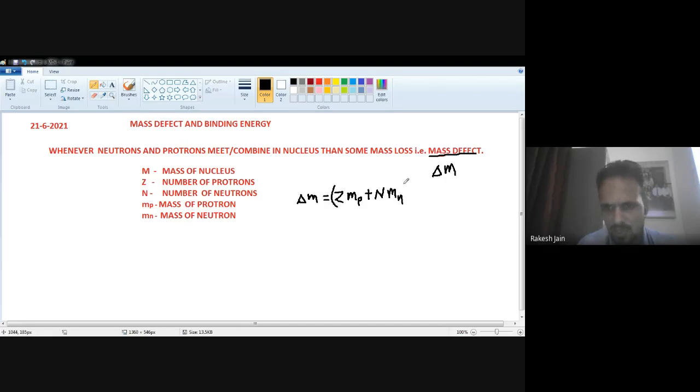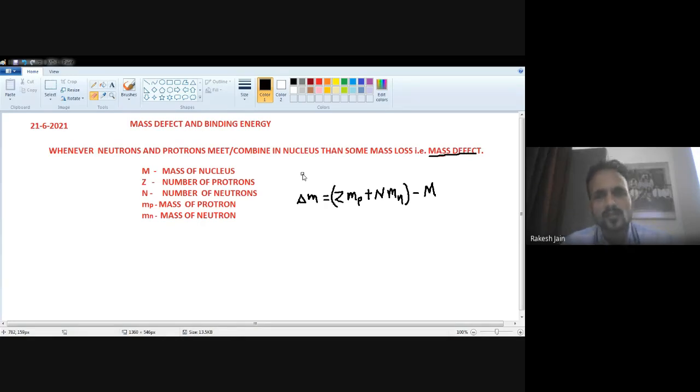minus capital M, that is the mass of nucleus. This capital M is also known as the actual mass, and this ZMp plus NMn can also be termed the calculated mass of the nucleus. So ZMp plus NMn is the calculated mass of the nucleus, and capital M is the actual mass of the nucleus.